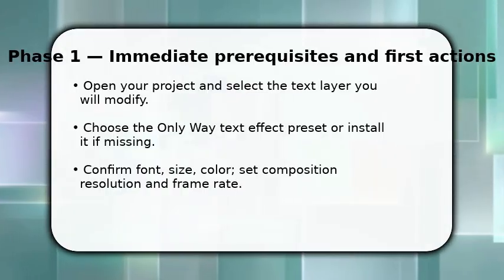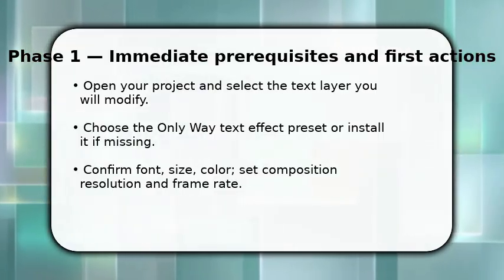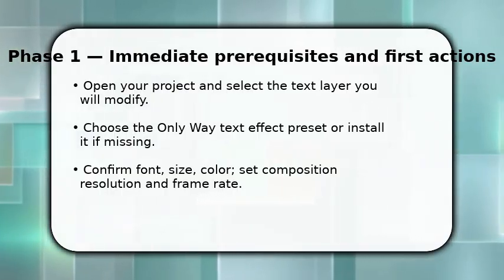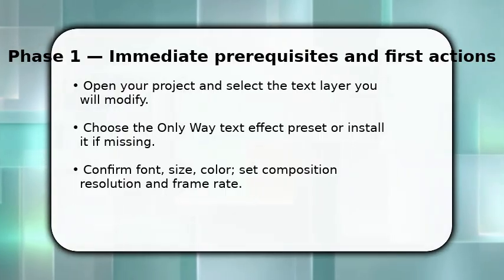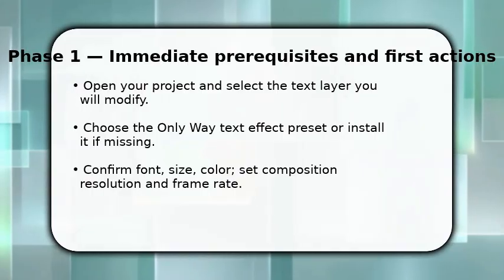You begin by selecting the exact text layer that needs the only way effect, and then load the preset. Do this now. Once done, make sure font, size, and color match your design intent so the effect reads clearly. Check composition, resolution, and frame rate. These change timing and crispness.